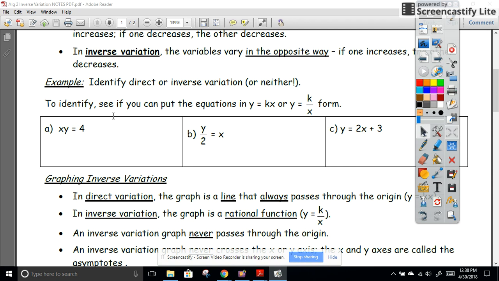Here's some examples. Identify direct or inverse variation or neither. To identify, see if you can put it in one of these two forms. We have to get the y by itself. And when we get the y by itself, we will either have some number being multiplied by x or some number being divided by x. So get the y by itself, divide both sides by x, and we have y equals 4/x. This is inverse variation, and we say that 4 is the constant of variation.